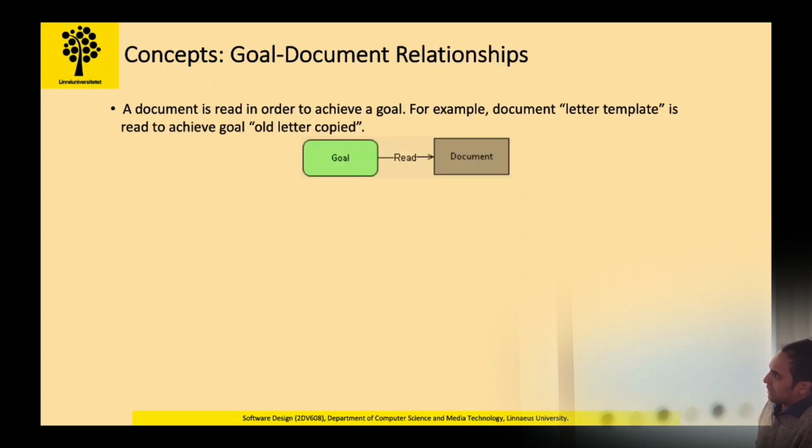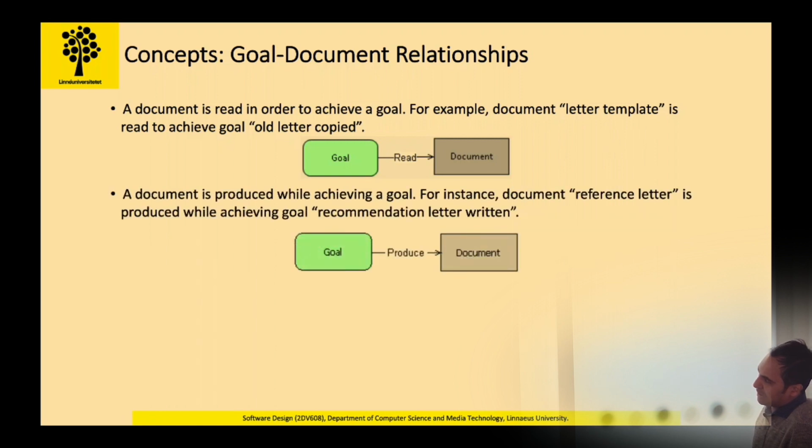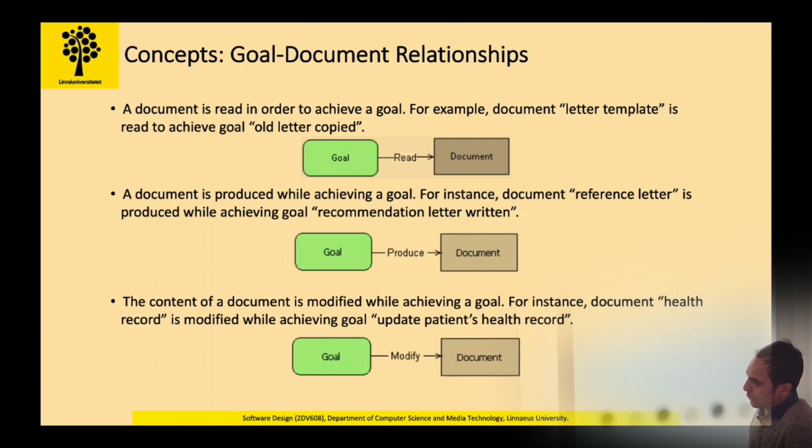Goal and document relationships. So a goal can read a document. A goal can modify a document. A goal can create or produce a document. A goal can even delete a document. But you can simply represent them using predefined relationships between goal and document.